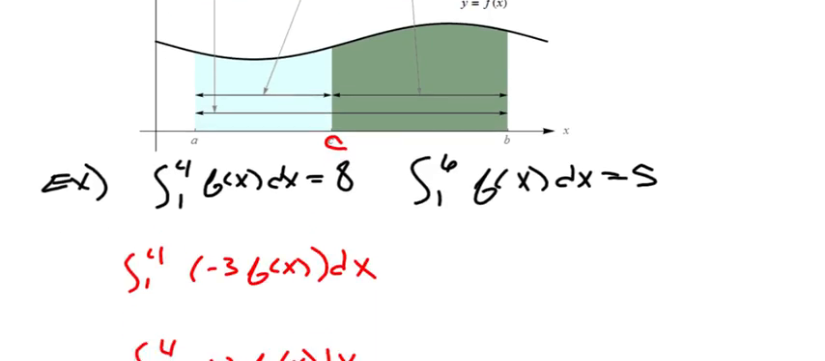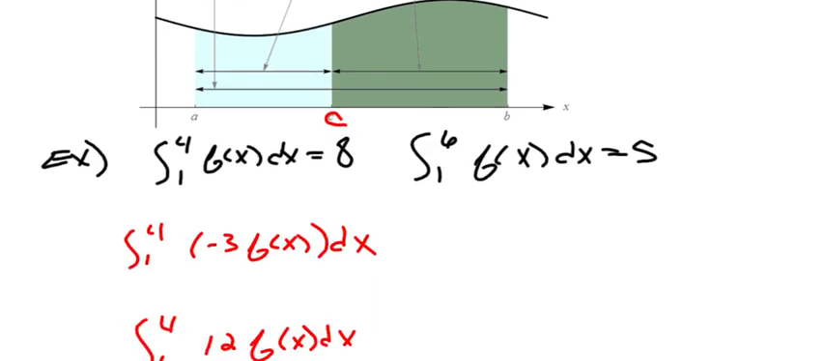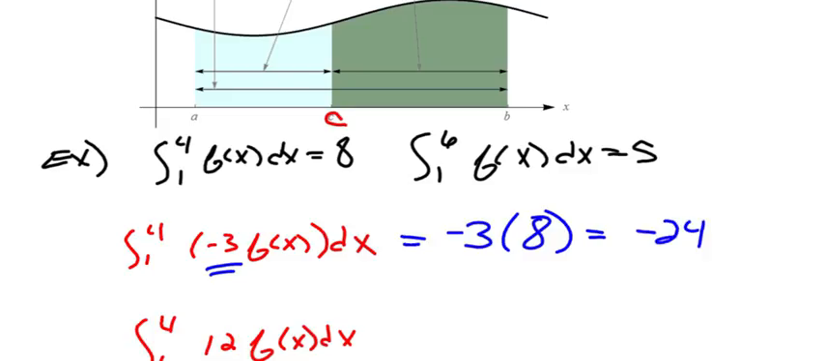So for example, I have here from 1 to 4 as our bounds, the integral of f of x dx is equal to 8. And I have another integral from 1 to 6 of f of x dx is equal to 5. So we want to evaluate from 1 to 4, but we're going to multiply the answer by negative 3. We kind of already did that in the previous problems. So all we're doing is multiplying the resulting area by some constant, we're going to call it c, or negative 3 in this case. So negative 24 should be my area.